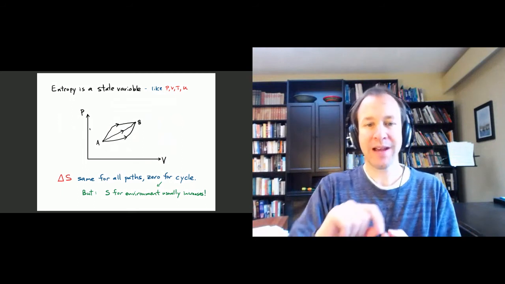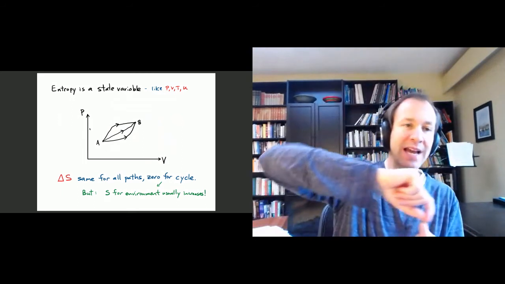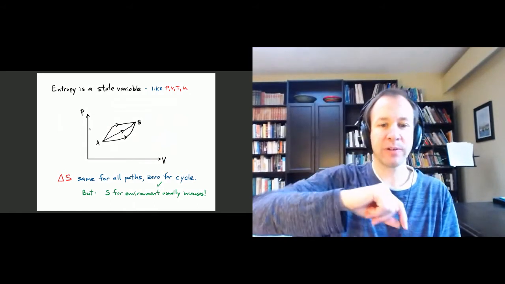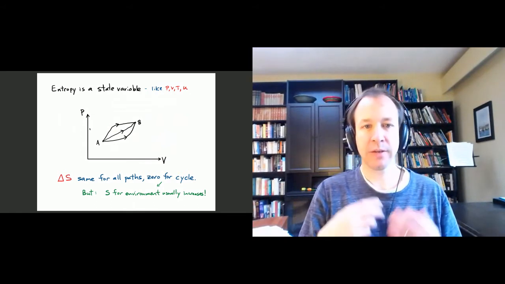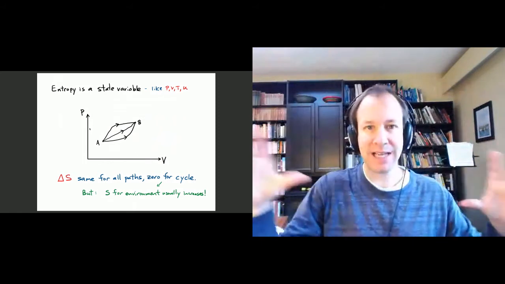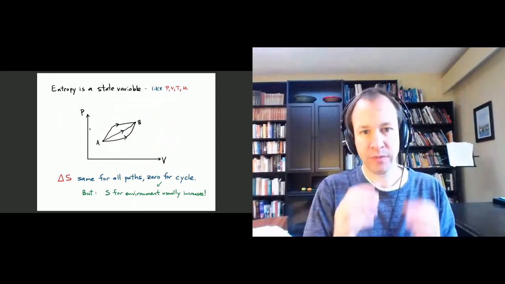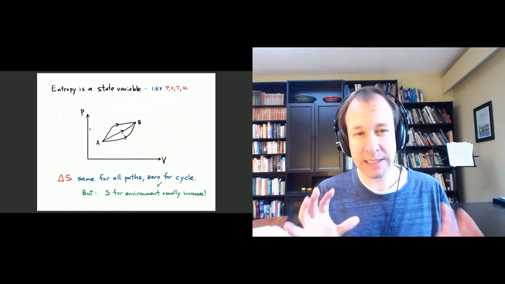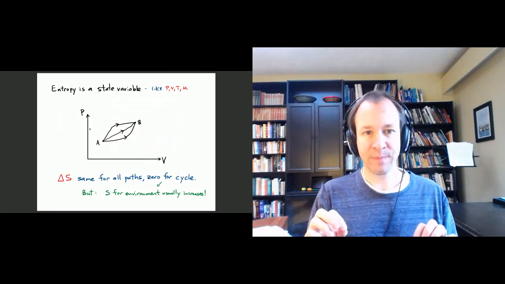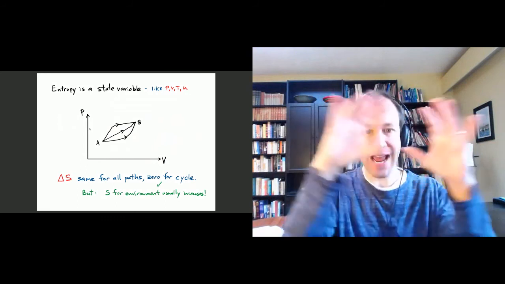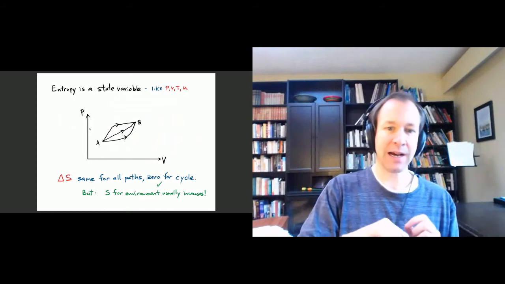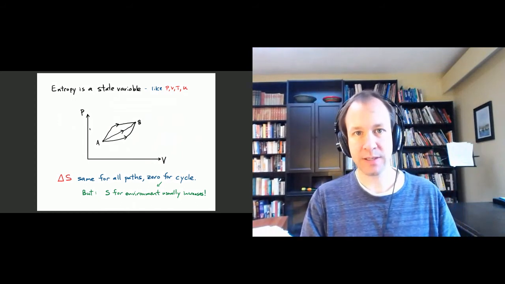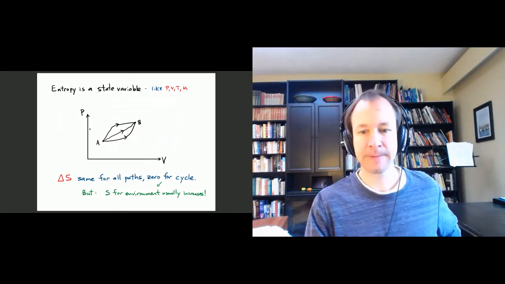And so when you have one of these cyclic processes where we say the entropy of the gas in the cylinder is the same at the end of the process as it was at the beginning, well, usually the entropy of the entire universe, the gas plus its environment, increases. It's only in special situations that the entropy of the gas in the cylinder and the entropy of the environment doesn't increase. And those special situations we call reversible processes.